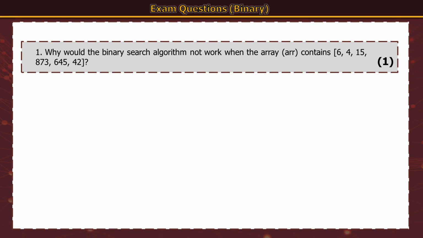This question states, why would the binary search algorithm not work when the array contains 6, 4, 15, 873, 645 and 42. Feel free to pause the video at this point and have a go yourself. So, what you should have come up with here is that the array is unsorted, or potentially the array is not in order. Those are the same answers, just written slightly differently. You'll notice that this is a 1 mark answer. So to get the 1 mark I've had to give 1 point. Now I've given 2 examples, so you could have written either of those and gained the mark.